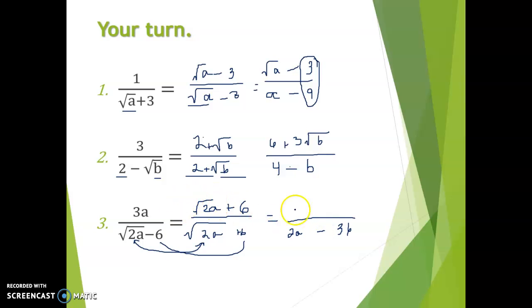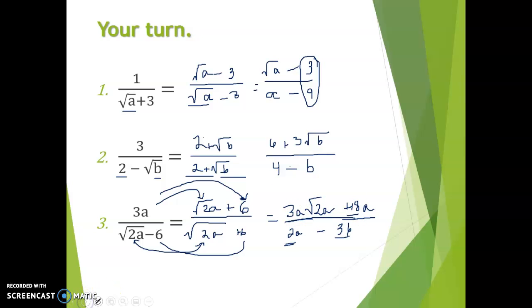Right, and then we have the top where we're going to distribute. So we have 3a times root 2a and 3a times 6, that's positive 18a. Right, again, we do need to stop here because there's not anything that all 4 of these coefficients can be divided by. We would say, oh, 2 and 2 and 2 and 2, but this cannot be divided by 2. So we will stop right there.